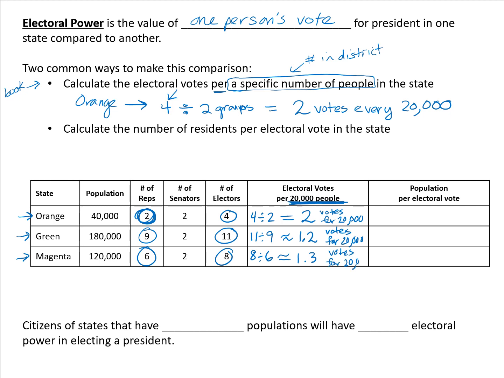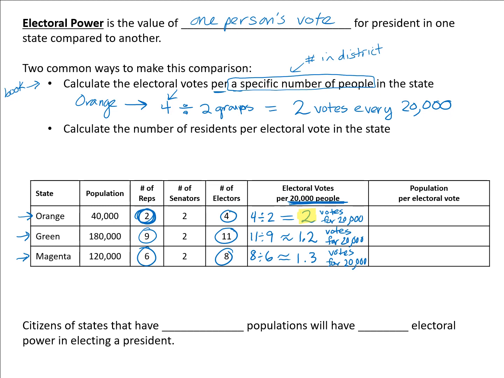So when we think about it that way, let's compare these numbers. A group of 20,000 people in the state of Orange has more votes. They have 2 votes compared with, in the state of Green, 20,000 people have 1.2 votes. So what this means is that 20,000 people share 2 votes in the state of Orange, whereas 20,000 people share 1.2 votes in the state of Green. So you can see that this isn't equal.